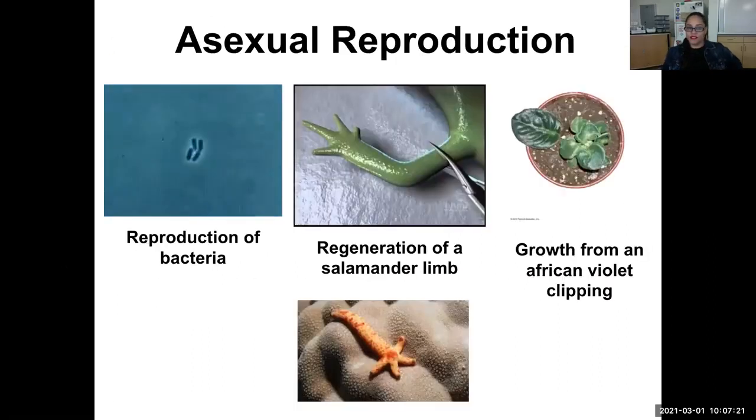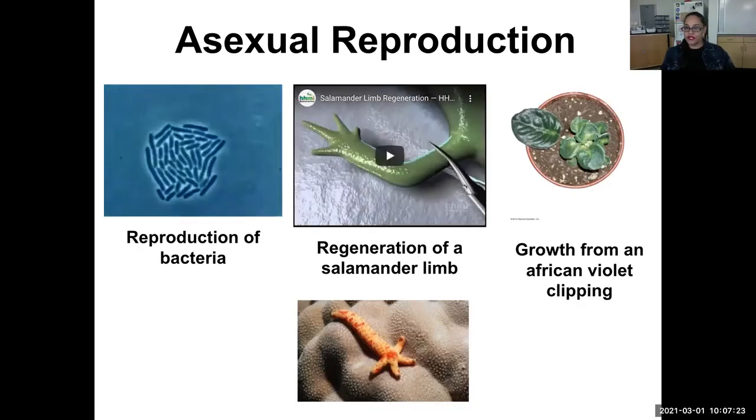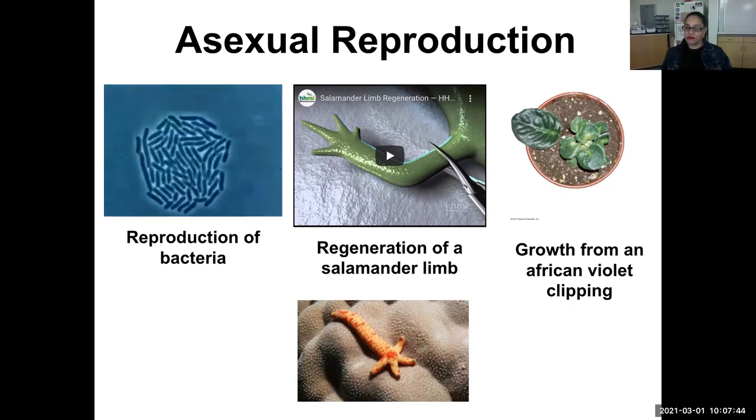These are some examples. Bacteria reproduce asexually. They just split in half and clone themselves. Regeneration of a salamander limb. So lizards, a lot of reptiles, you cut off a limb, a tail, a leg, a toe, they will regenerate those pieces. And then starfish do it too. That's actually one of the more common examples.